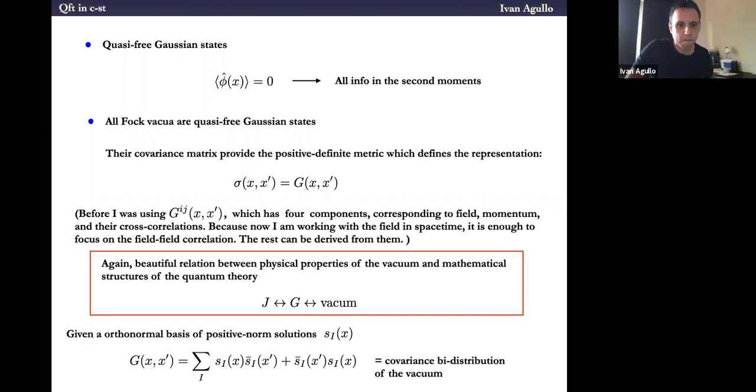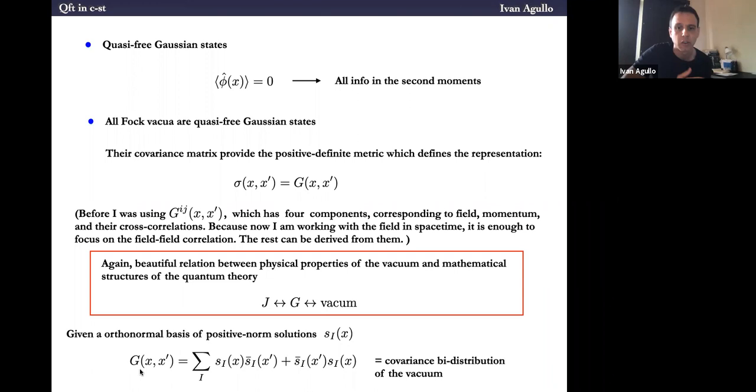So given an orthonormal basis of positive norm solutions, again, a basis of gamma plus, but now I am working with solutions, the covariance can be obtained just out of them. So just S of x, S bar of x prime, and then symmetrized. So there is a relation between bases, covariance matrices, and complex structures.